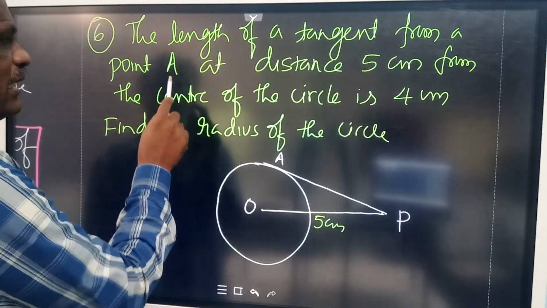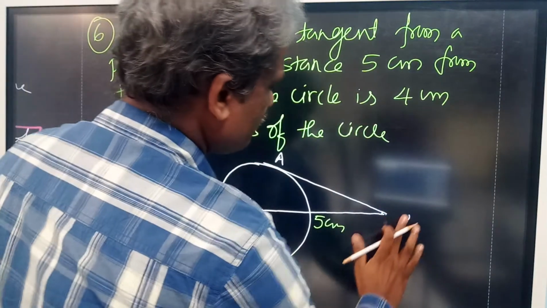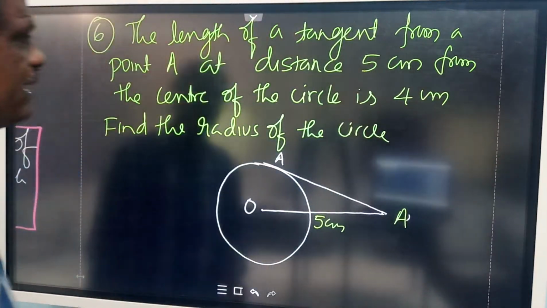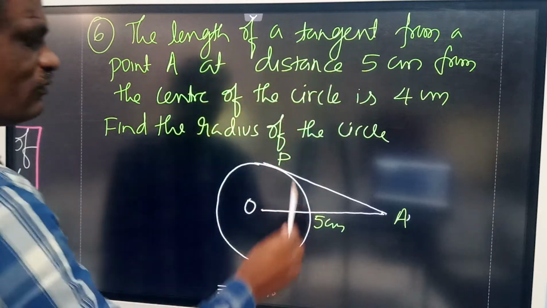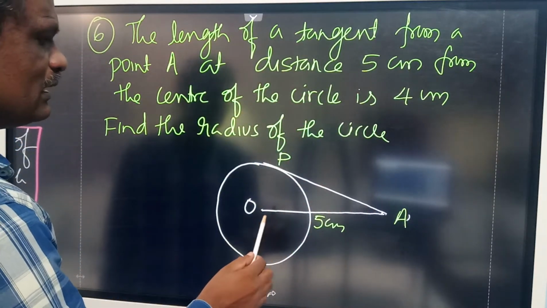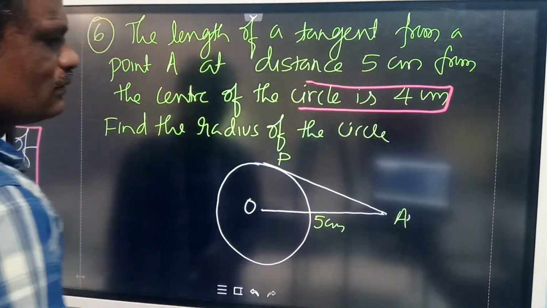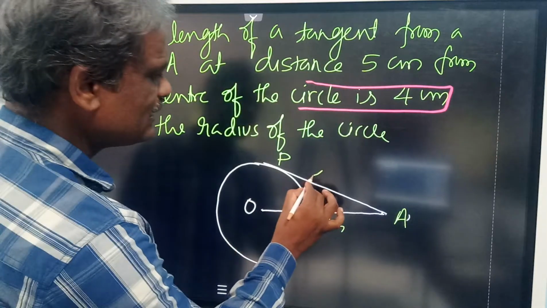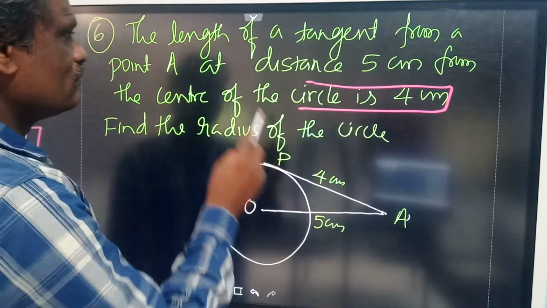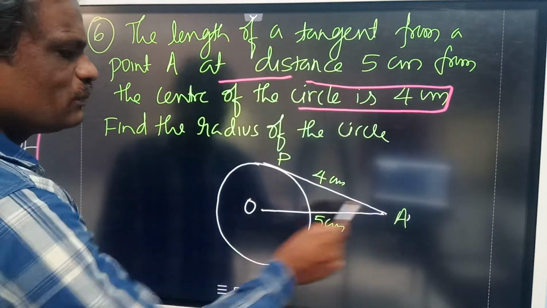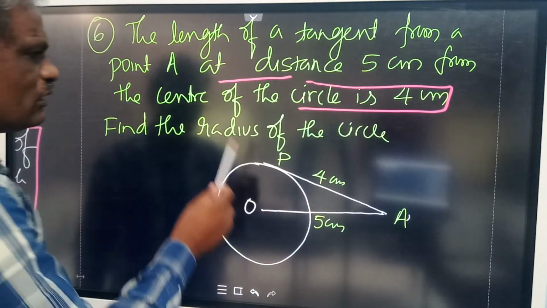Tangent from a point A, this is A. From a point A, you can take this as P. The distance of point A from the center of the circle is 5 cm and the length of the tangent is 4 cm. This is the length of the tangent, that is 4 cm, and this is the distance of this point from the center. Now we need to find out the radius of the circle.